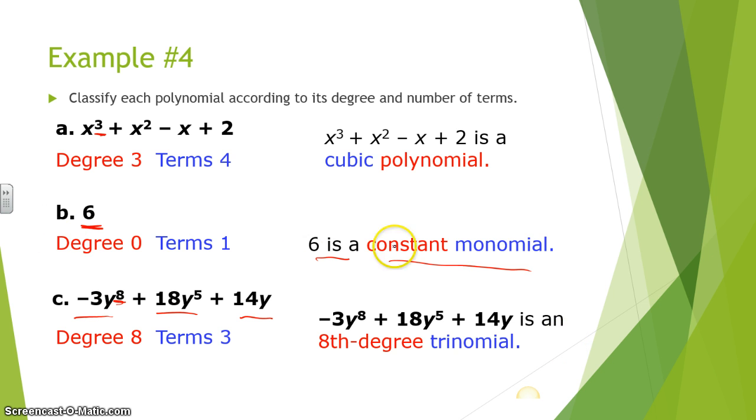As I mentioned, B is a constant monomial because we just have the one term, with no variable. And that is the end of our notes for this section.